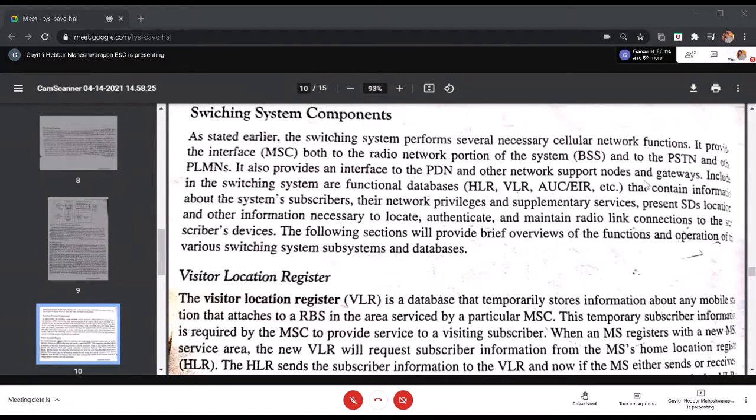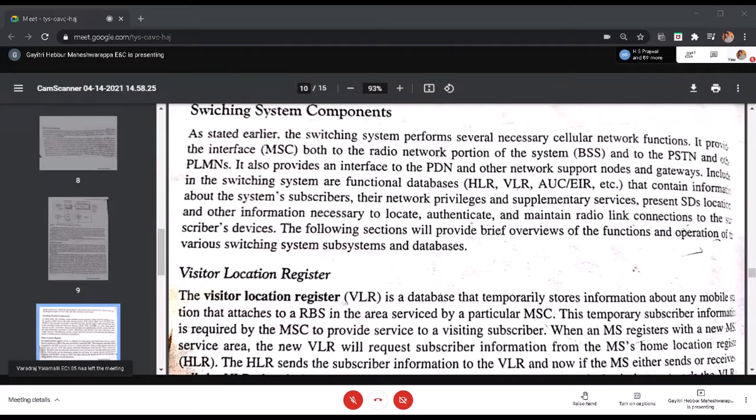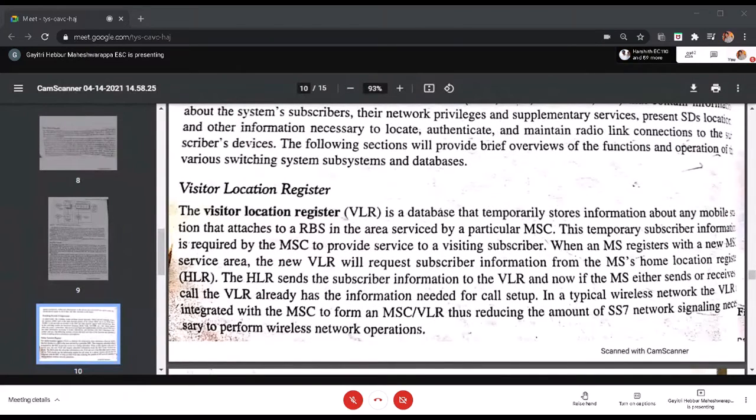They also hold the present subscriber device location and other information necessary to locate, authenticate, and maintain radio link connections to the subscriber device. Let us now see each database individually. The first one is the visitor location register. When we write MSC/VLR, what exactly does the visitor location register do? It is a database that temporarily stores information about any mobile station.